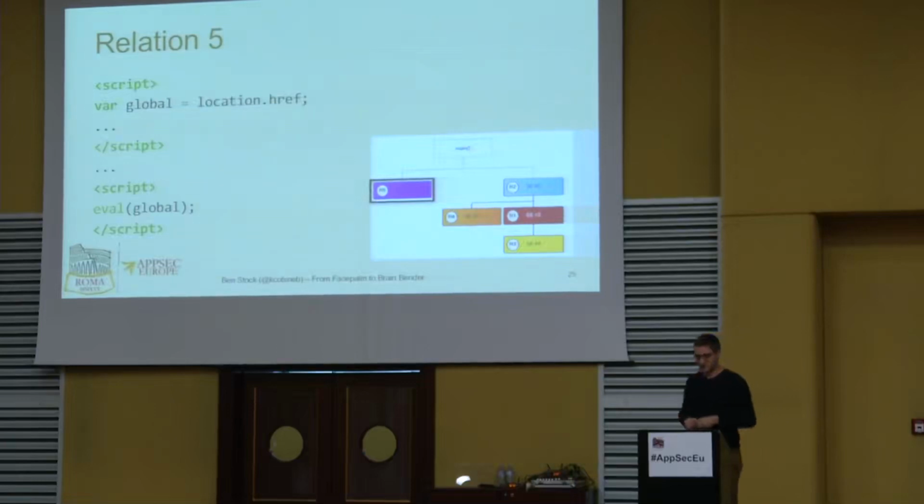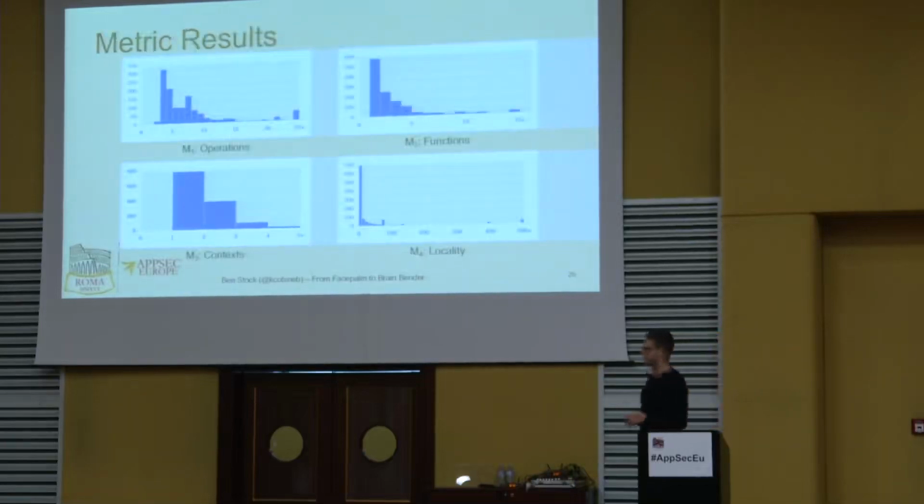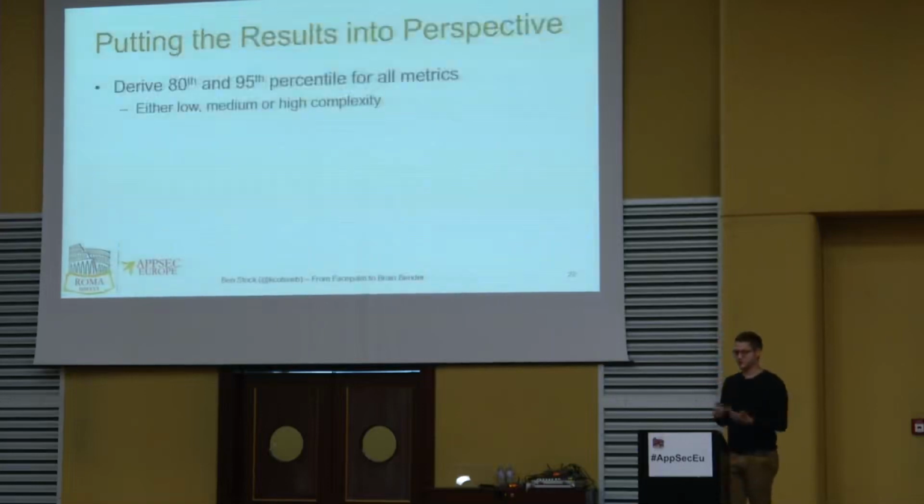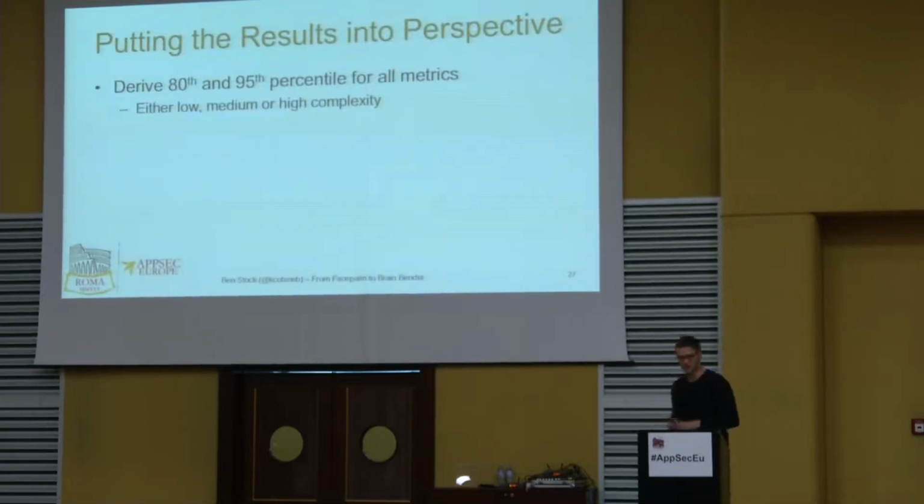All right, with these metrics, we plotted the histogram. What is somewhat expected is that in most cases, most of the data flows are on the left. You can stare at this and try to make sense of it. I also tried, and it didn't work out so well. So we wanted to put these results into perspective. We derived the 80th and 95th percentile, so 80% of the data flows had less than this value, or 95% had less than this value for a specific metric, and used these as classification boundaries to say whether it's low, medium, or high complexity.